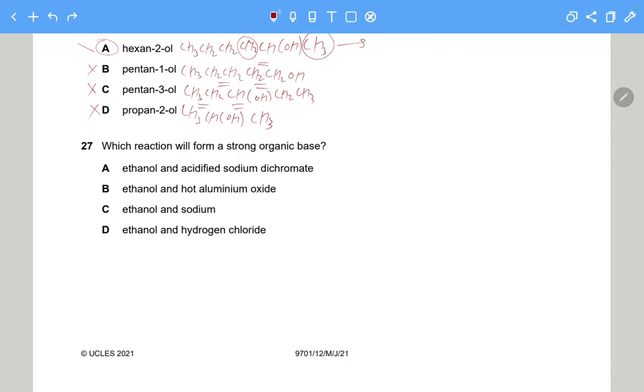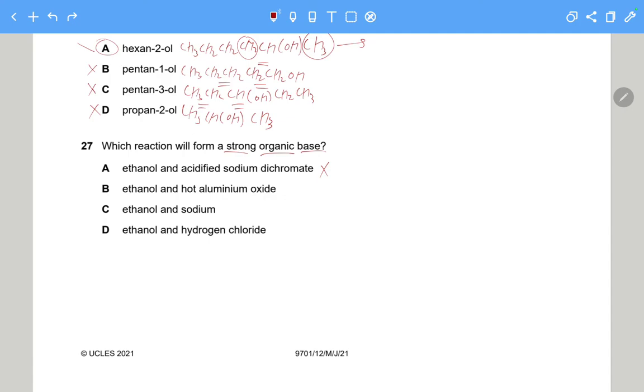Question 27. Which reaction will form a strong organic base? Now, underline strong, underline organic, underline base. Ethanol and acidified dichromate. This will not give a strong organic base, because the ethanol will be oxidized to ethanoic acid, since acidified sodium dichromate is an oxidizing agent, and ethanoic acid is not a base, it's an acid. So obviously this cannot be the answer.